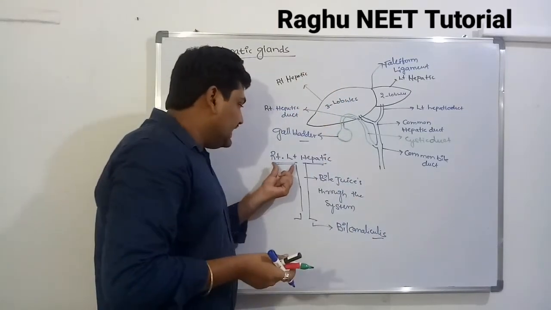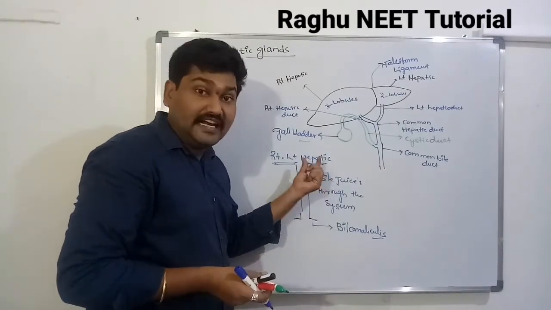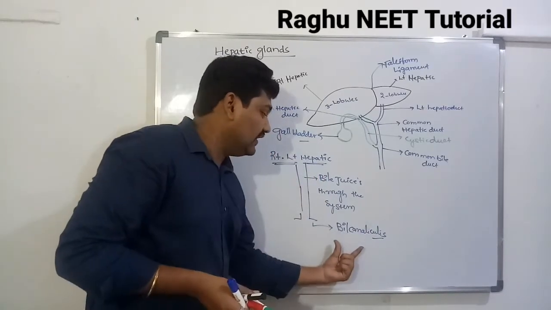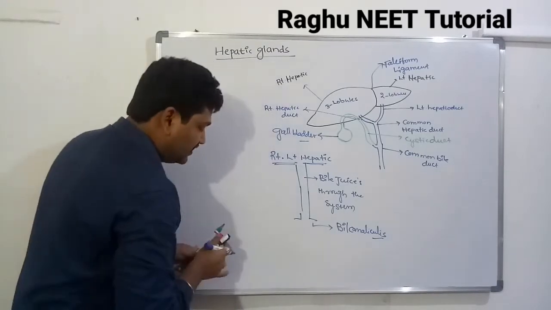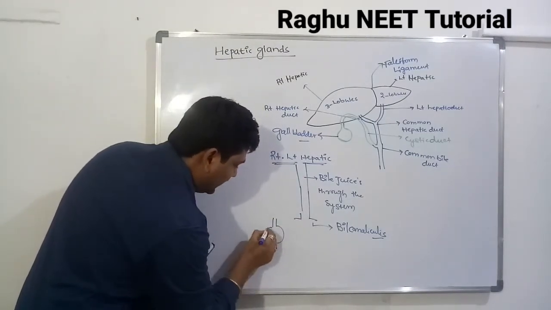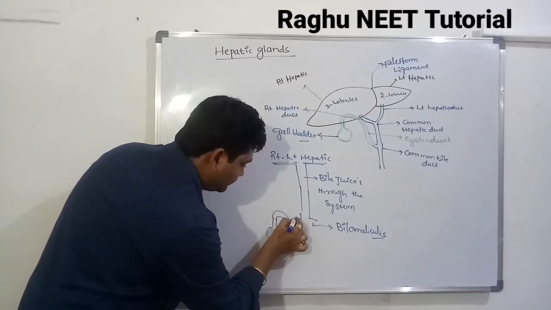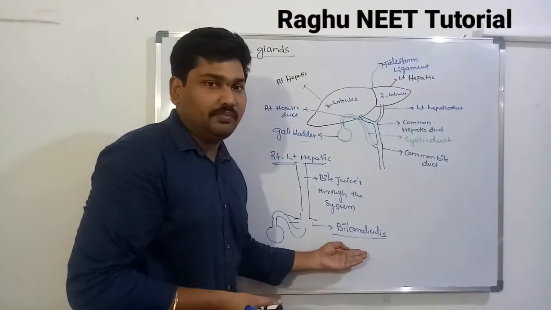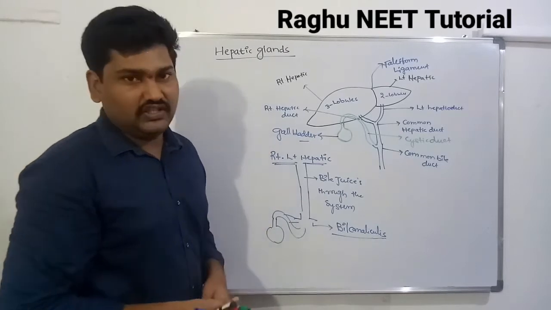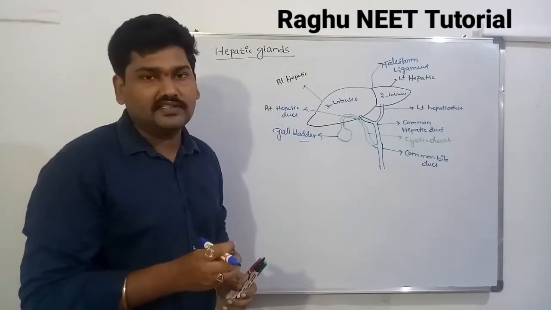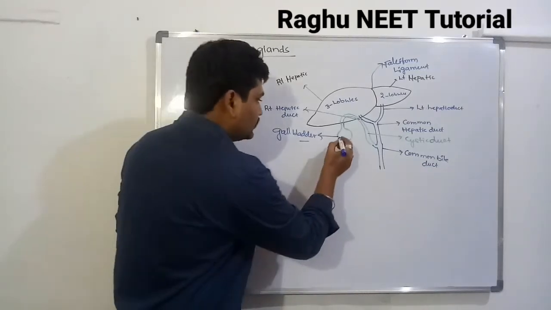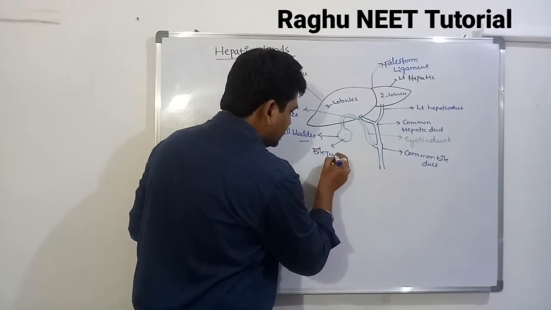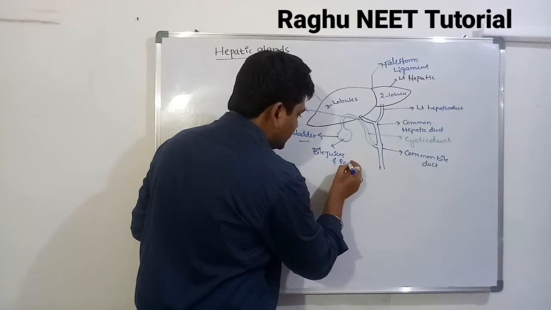What is the first one? The right and left hepatic lobes secrete bile juices. These bile juices completely enter the gallbladder region through one system, called the bile canaliculi. The bile canaliculi is present in between the hepatic and gallbladder region. The gallbladder stores bile juices and regulates bile.